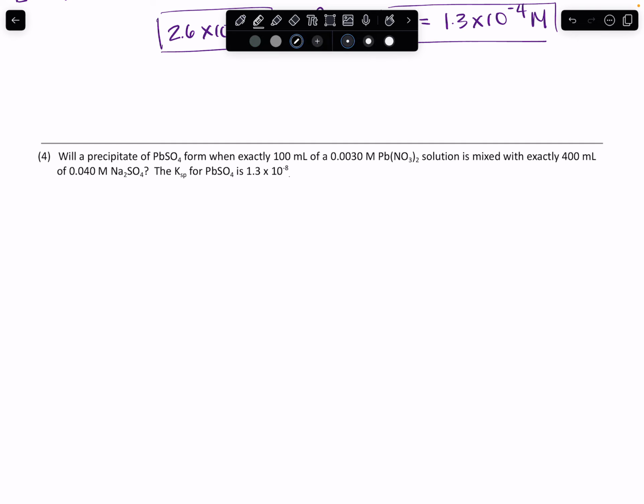Okay, so now we're going to do one of our precipitate questions. Will a precipitate of lead 2 sulfate form when exactly 100 mL of a 0.003 molar lead nitrate solution is mixed with exactly 400 milliliters of a 0.04 molar sodium sulfate solution? The KSP for PbSO4 is 1.3 times 10 to the negative 8. Again, I'm going to start with the dissolution reaction. So PbSO4 solid is going to split into Pb plus 2 ions and sulfate minus 2 ions.